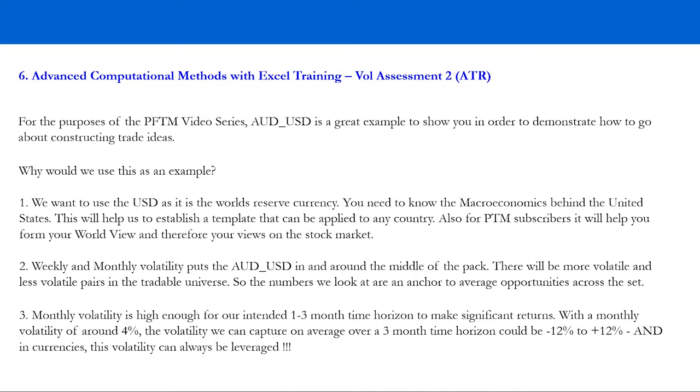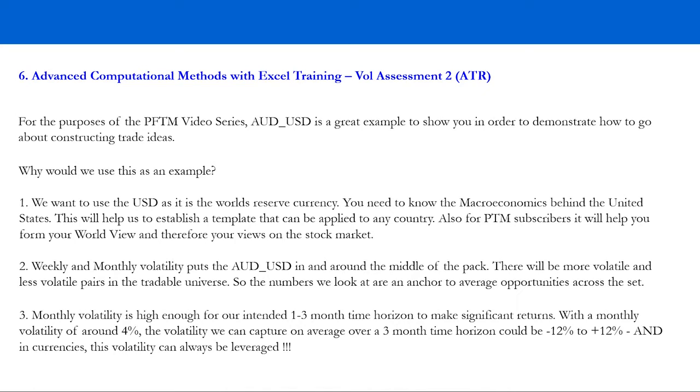The second thing, when we look at weekly and monthly volatility, the Aussie dollar, US dollar is somewhere around the middle of the pack. You'll have seen on the tables on previous slides that the Aussie dollar, US dollar for weekly and monthly volatility comes around the middle of the pack. So at any one time in our set, we can see that there's probably going to be more volatile and less volatile pairs in this tradable universe. So the numbers we look at are a great anchor to the average opportunities across the entire set.